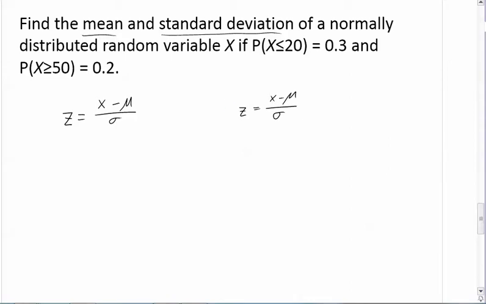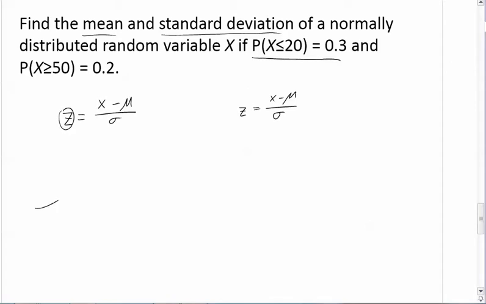So let's see if we can use the data given to us in order to solve the problem. What we're going to do is find out what the z-score is for these specific values based solely off of the pieces that we have. All right, so let's start with the probability of x being less than 20.